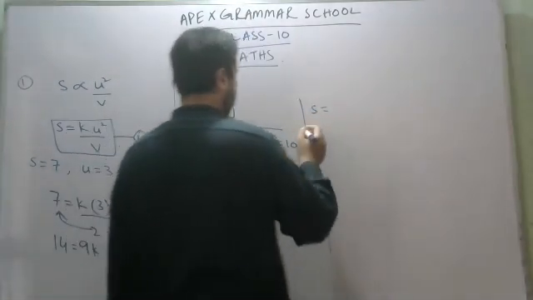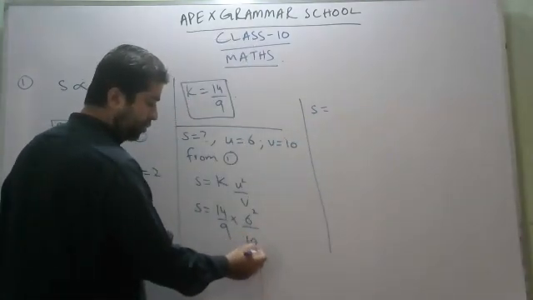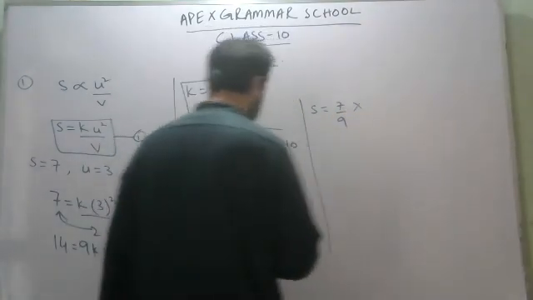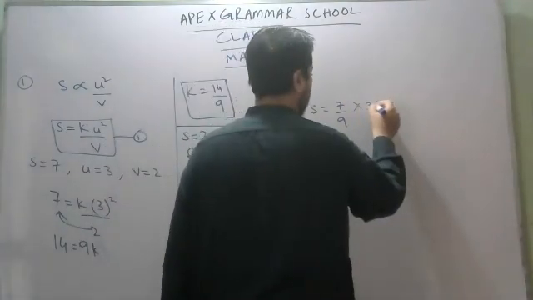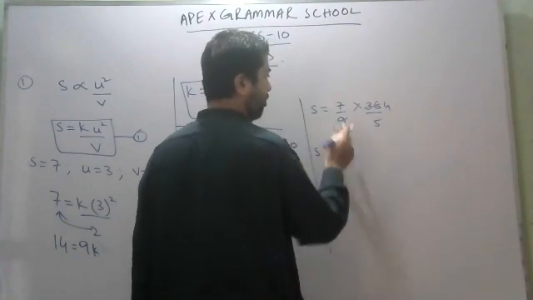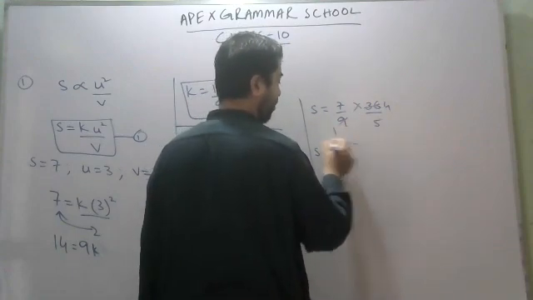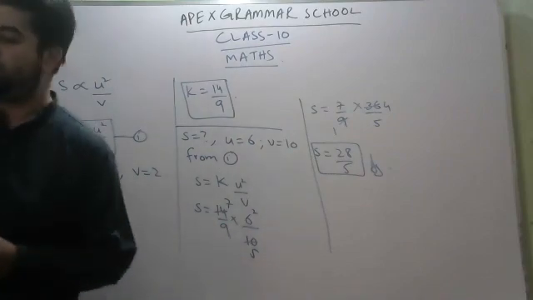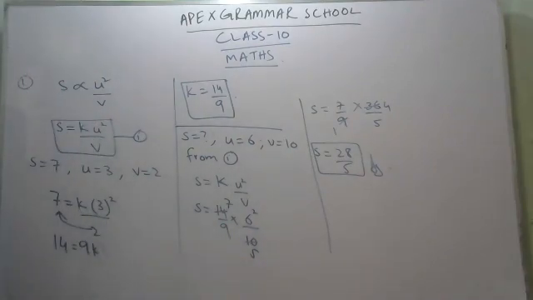You will get this answer. S is equal to, here 2 sixes are 12, 2 sevens are 14. So you are left with 7 over 9 multiplied by 6 square, that is 36, over 6. Now 9 ones are 9, 9 fours are 36. So you are left with 7 fours are 28 over 6. That's it. Very simple questions, very interesting questions, and nothing to worry about because it's totally similar to exercise 3.1, and this is exercise 3.5. So where it is joint, you can easily solve this.